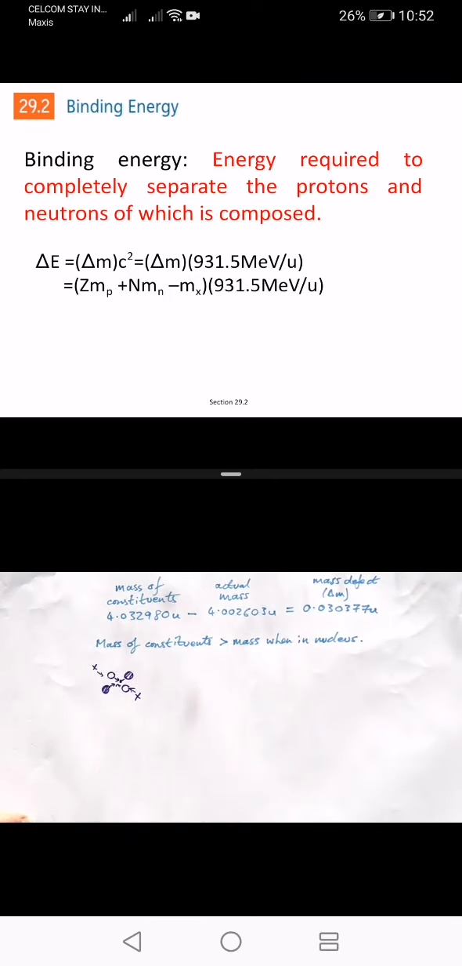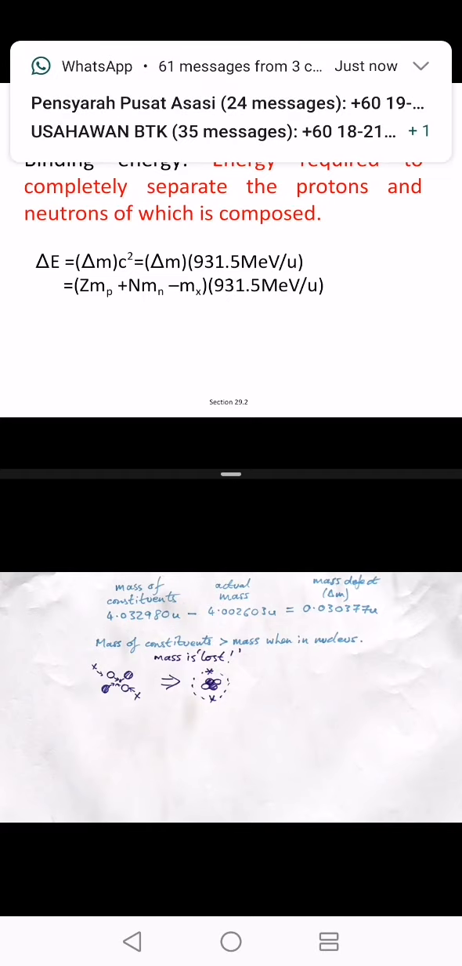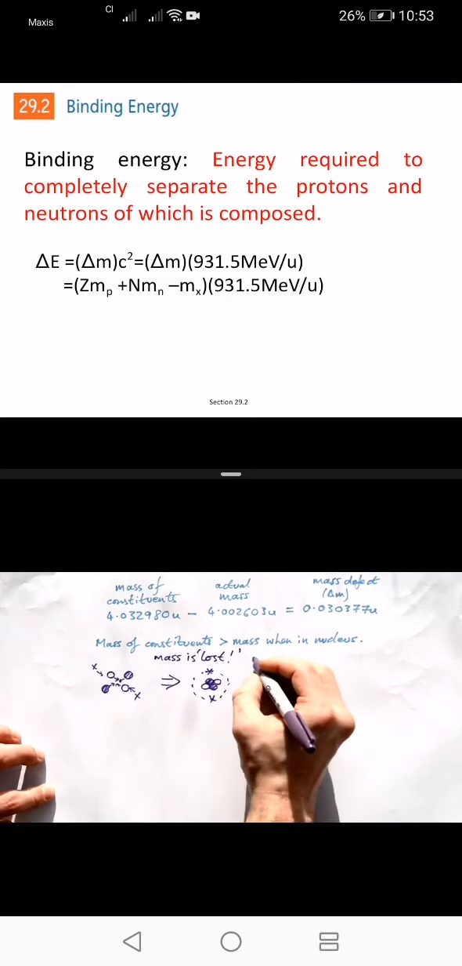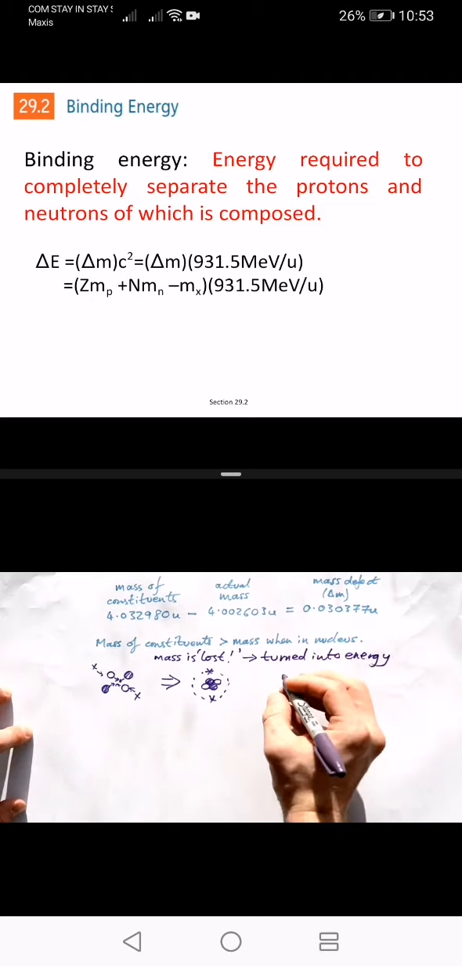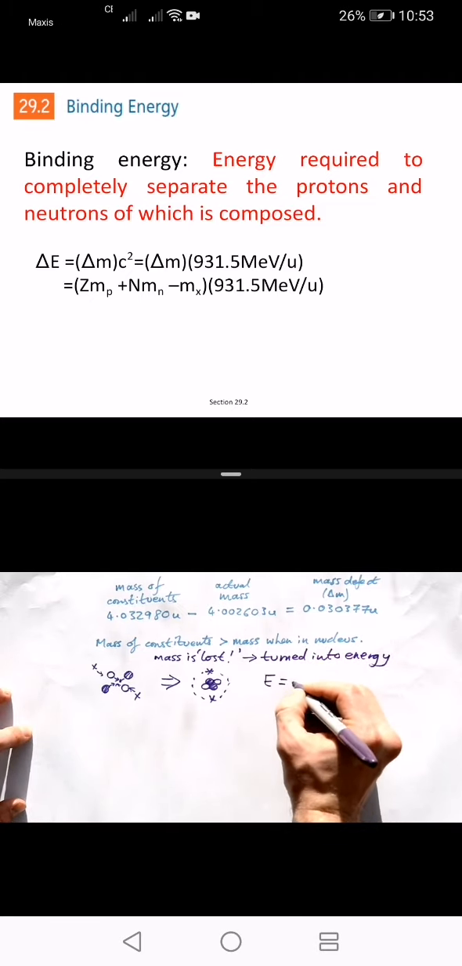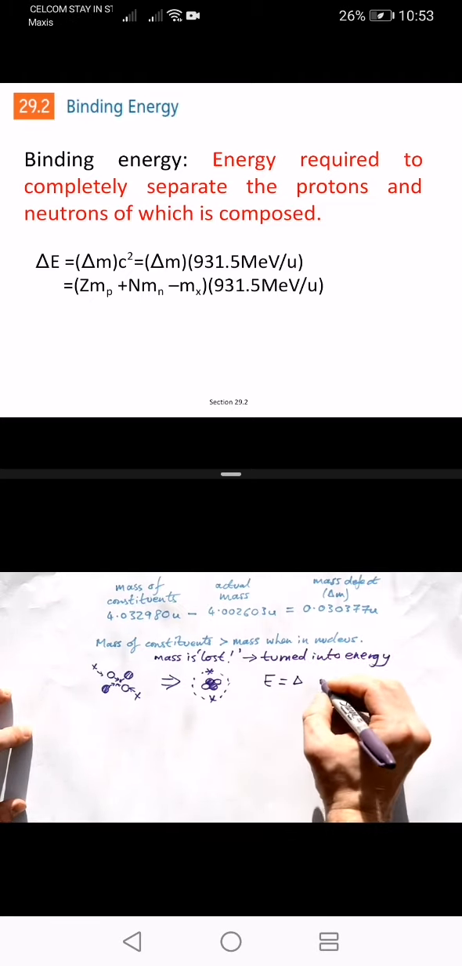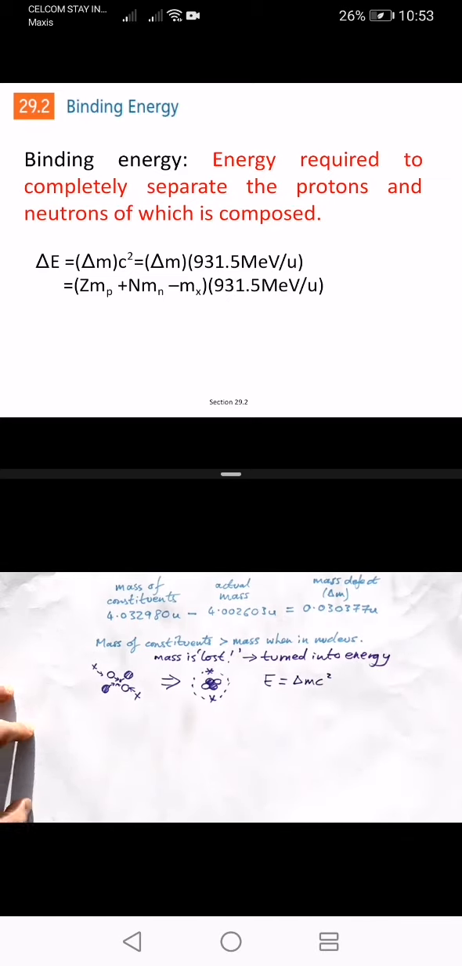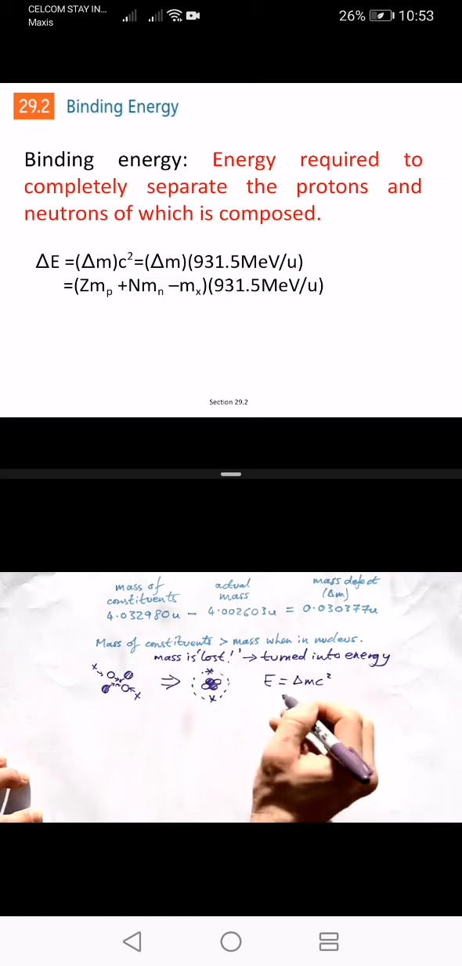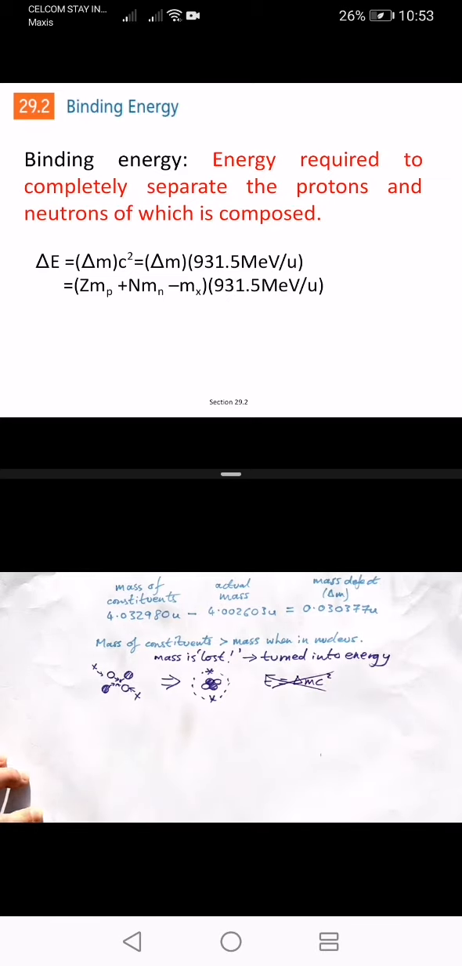So hang on a minute. We're saying that if we take our protons, neutrons and electrons and shove them together, mass is lost in the process. But you should know from year 1 particles that if mass is lost, then it has to be turned into energy. How do we figure that out? Well, we do E equals our mass defect, that's the mass lost, times c squared. But the problem with this is that we have to convert it into kilograms first before we can use this equation. So actually, we don't have to use that, and I'll show you why in a minute.